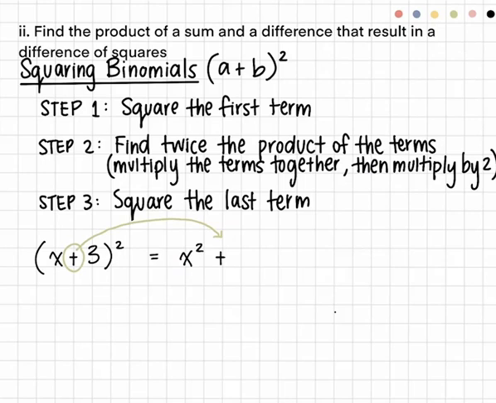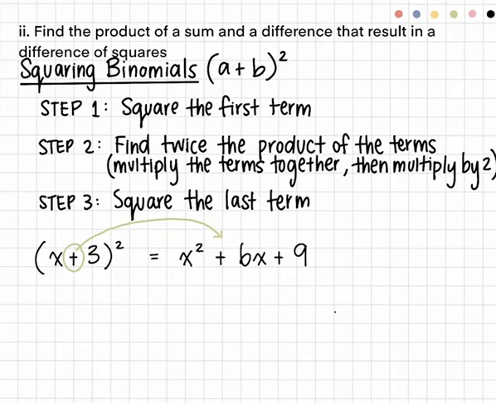All right, so let's follow step 2. I'm going to multiply the terms together, so I get 3x, and I'm going to multiply that by 2. So I'm going to get 6x. And then I'm going to square the last term. 3 squared is 9.